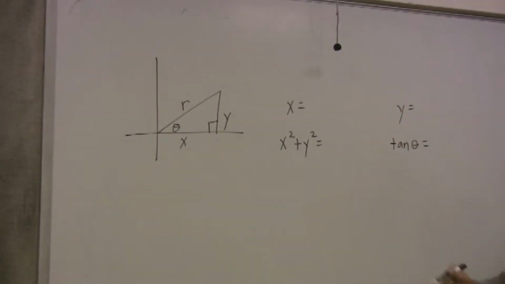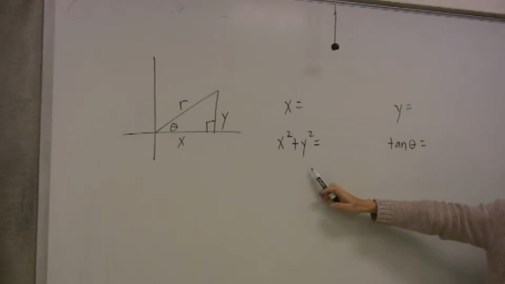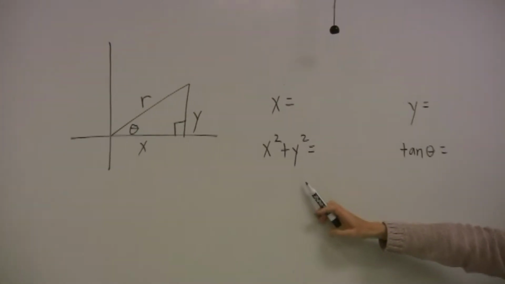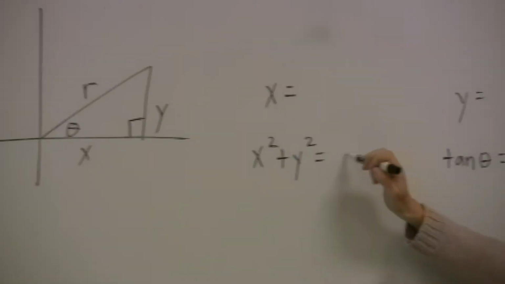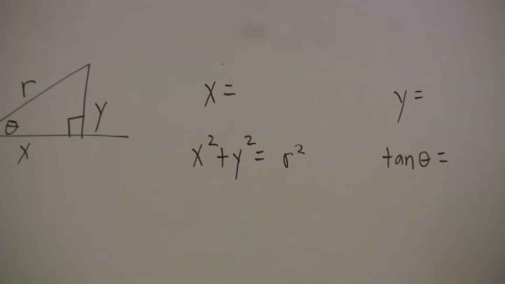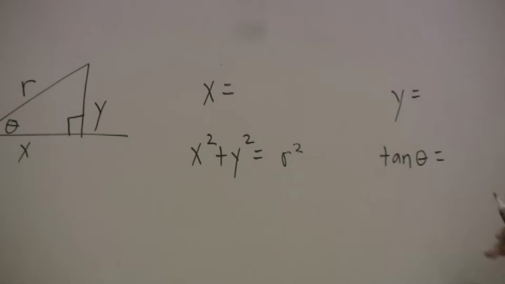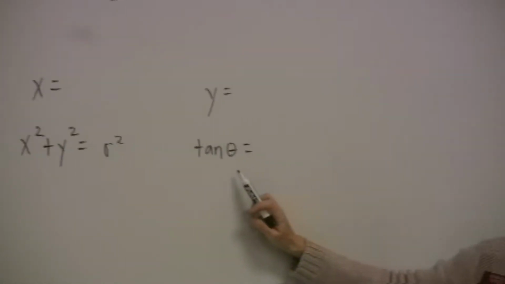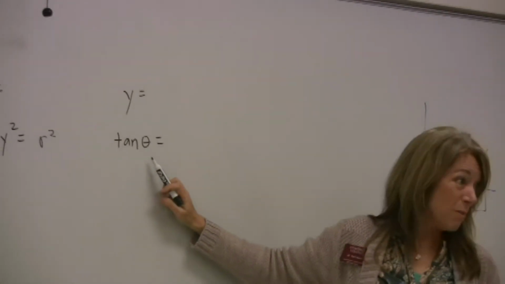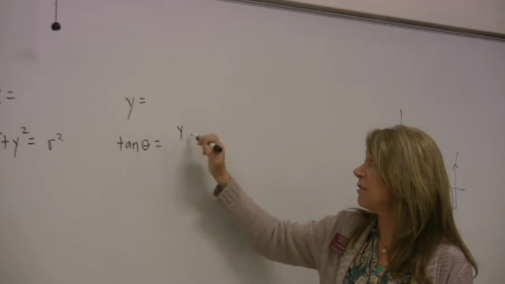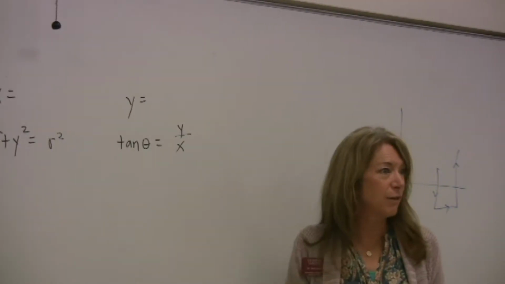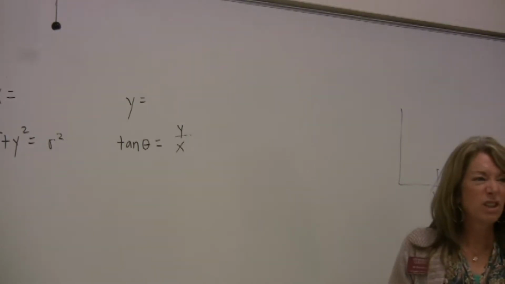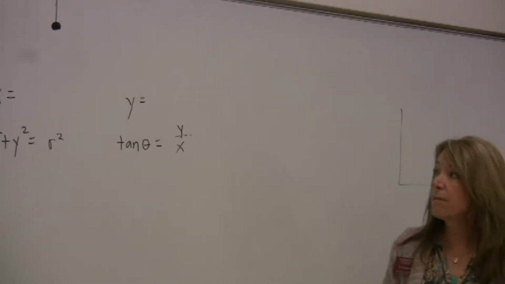So the first question I have for you is, I think you know this one. What's x squared plus y squared equal to? R squared, that's just Pythagorean theorem, right? Piece of cake. What about this one? Tangent of theta. Y over x, opposite over adjacent. I learned it as the actual y over the x, however you learned your trig. Those two are just from what we know already.